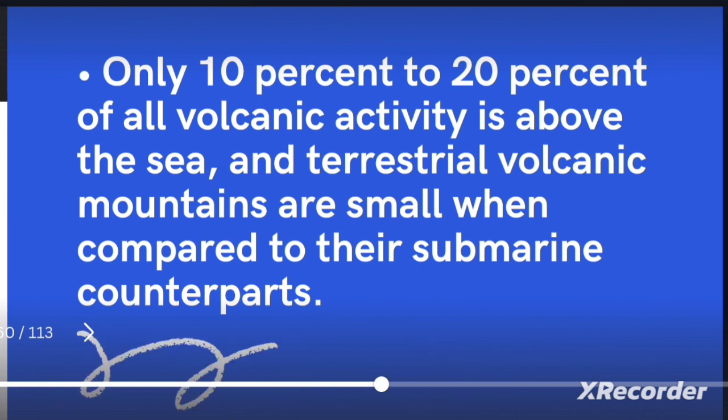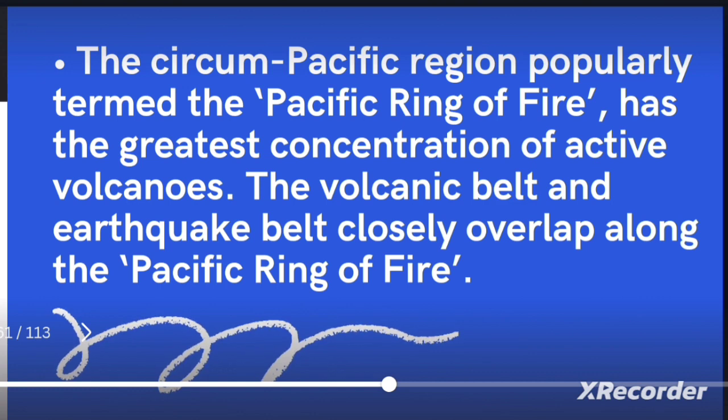Only 10% to 20% of all volcanic activities are above the sea, and terrestrial volcanic mountains are small when compared to their submarine counterparts. The circum-Pacific region, popularly termed the Pacific Ring of Fire, has the greatest concentration of active volcanoes. The volcanic belt and earthquake belt closely overlap along the Pacific Ring of Fire.